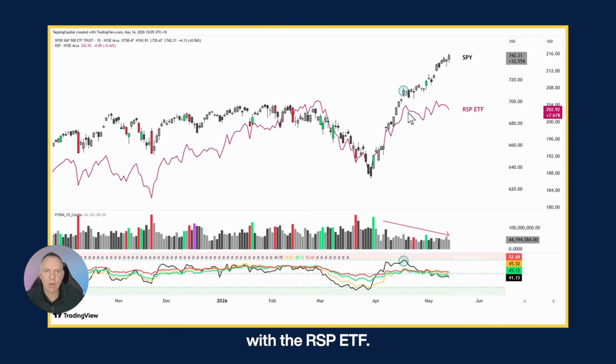That's also seen with the RSP ETF, the equal weight ETF. This takes the 500 stocks and weights them all equally, as opposed to the mega caps and large caps taking up 75-80% of the weighting of the S&P 500. And when things are equally weighted, we're not seeing the level of new all-time highs that we're making. In actual fact, the RSP ETF, the equal weighted ETF, hasn't yet made a new high. We haven't taken out the previous high.